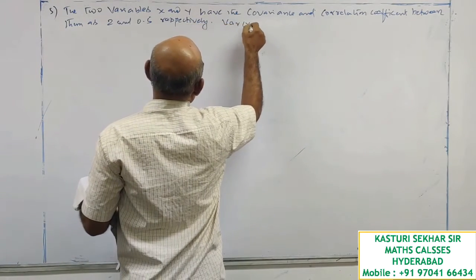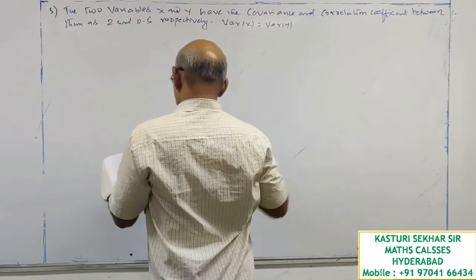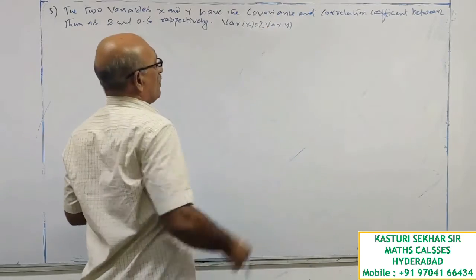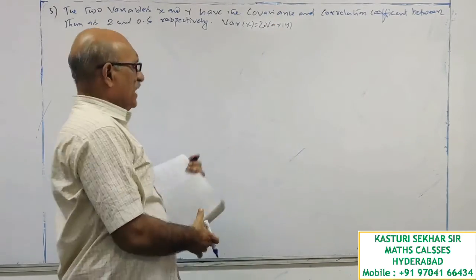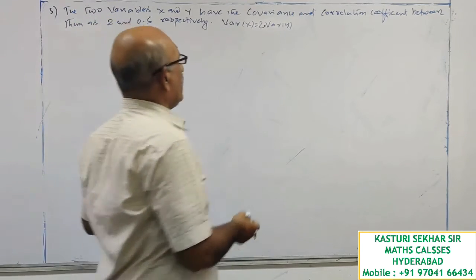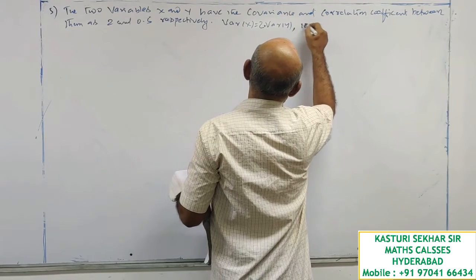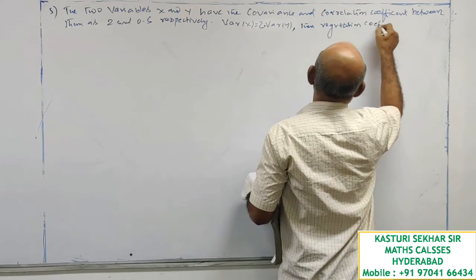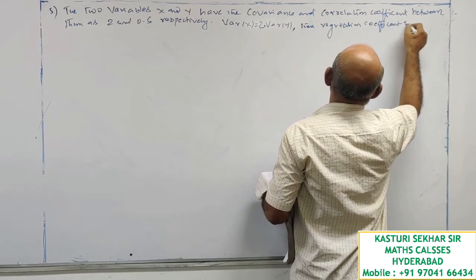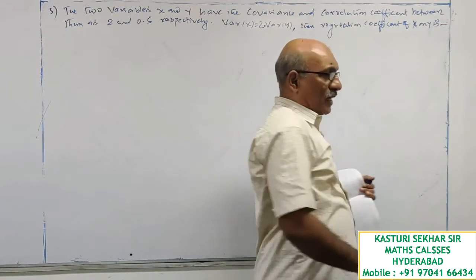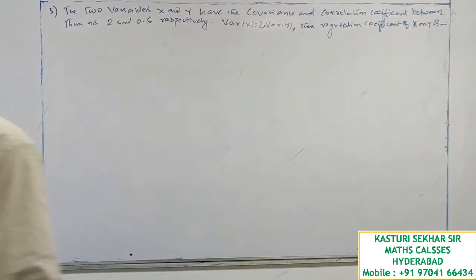Variance of x is equal to 2 times variance of y. Then the regression coefficient of x on y is? This is my question.